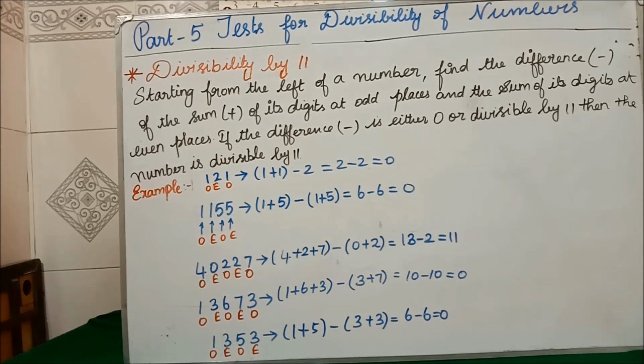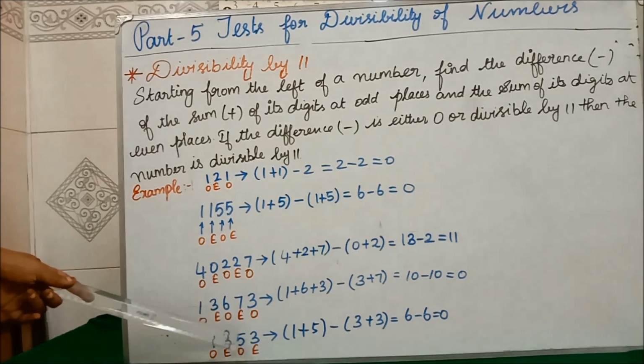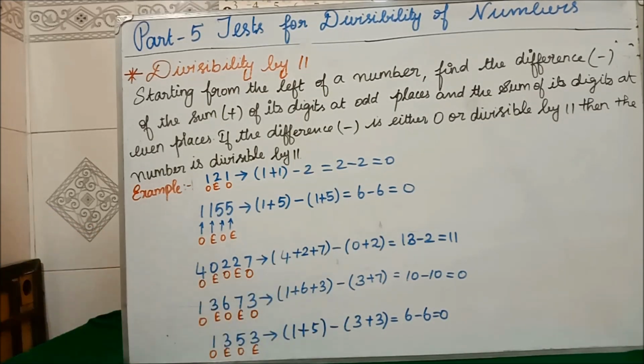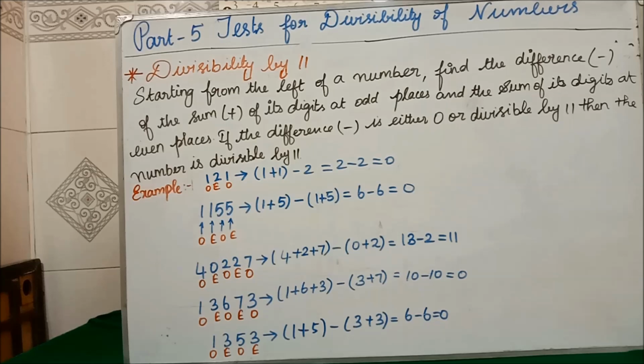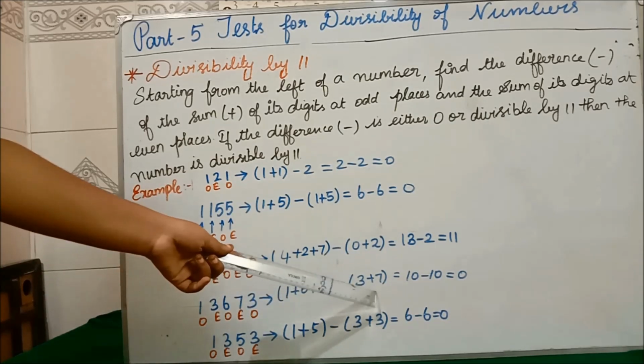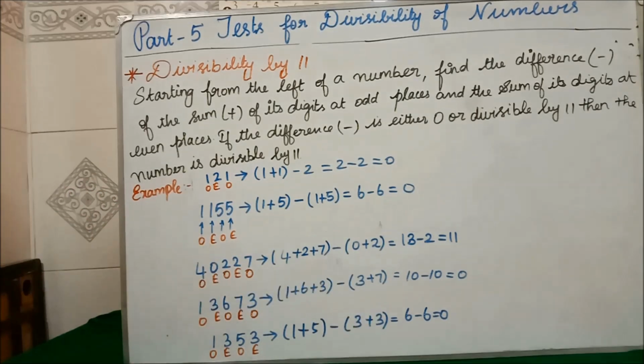13,673. Odd, even, odd. I have written. First you have to add all the wherever you have written odd, that number you have to add. 1 plus 6 plus 3. I have added. In between minus sign. Then wherever you have written E, 3 plus 7. So add this number and subtract, and add this number then subtract. 10 minus 10. We have got 0. Then 13,673 is divisible by 11.